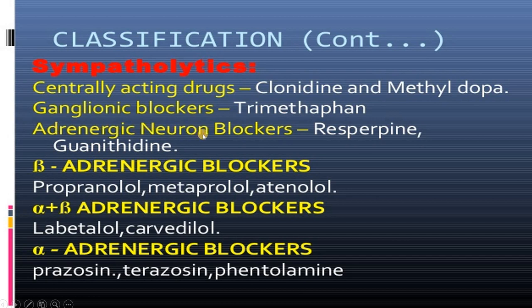Next one is adrenergic neuron blockers. Its first drugs are reserpine and guanethidine. Next one is beta adrenergic blockers, or beta blockers, that is propranolol, metoprolol, atenolol. Next one is alpha and beta adrenergic blockers, or alpha beta blockers. Its examples are labetalol and carvedilol. Next one is alpha adrenergic blockers, prazosin and terazosin, phenoxybenzamine.